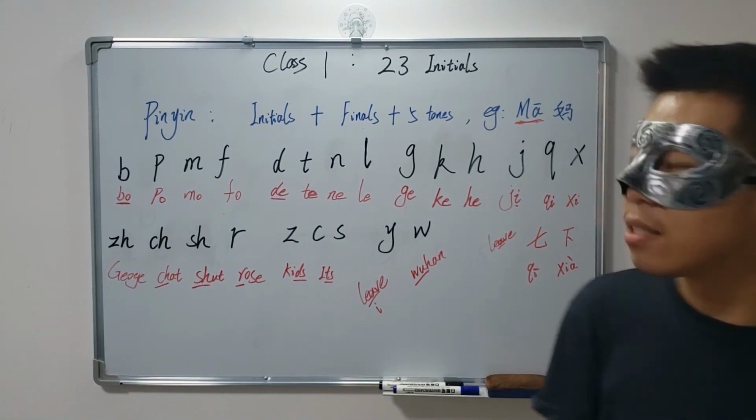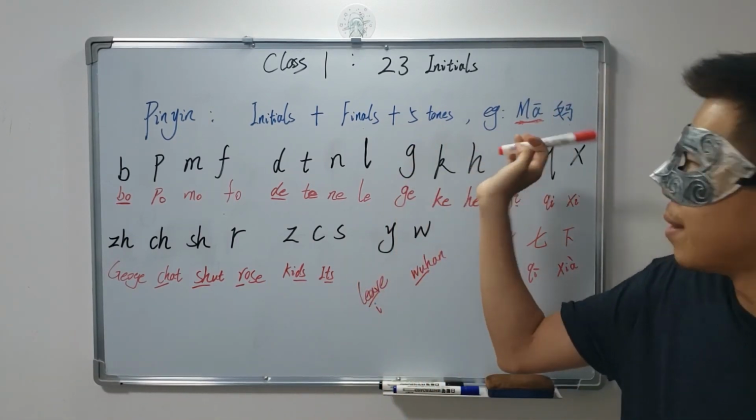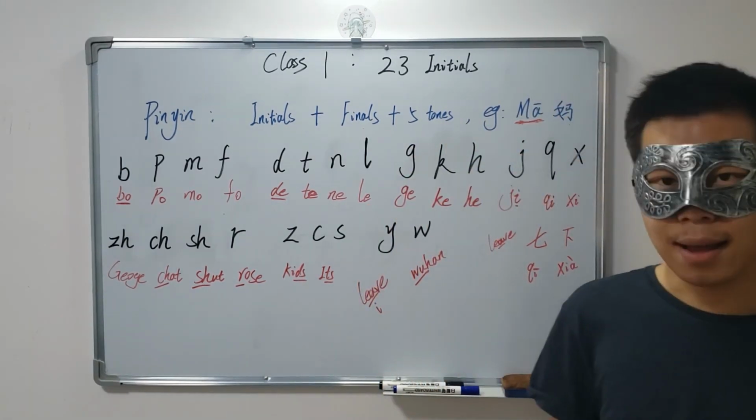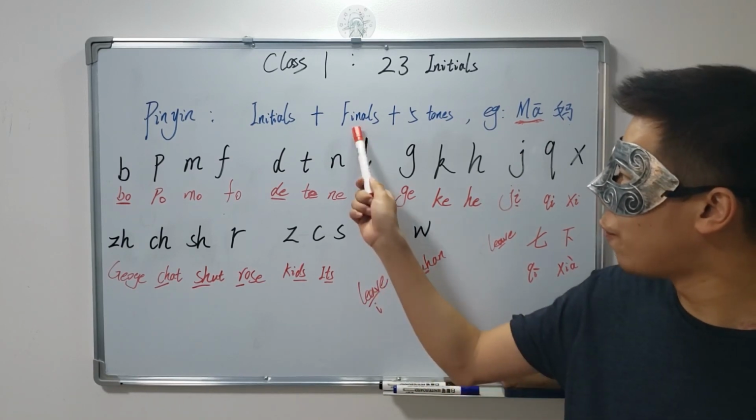Okay, this is class 1, the 23 initials. So next class we are going to learn the 24 finals.